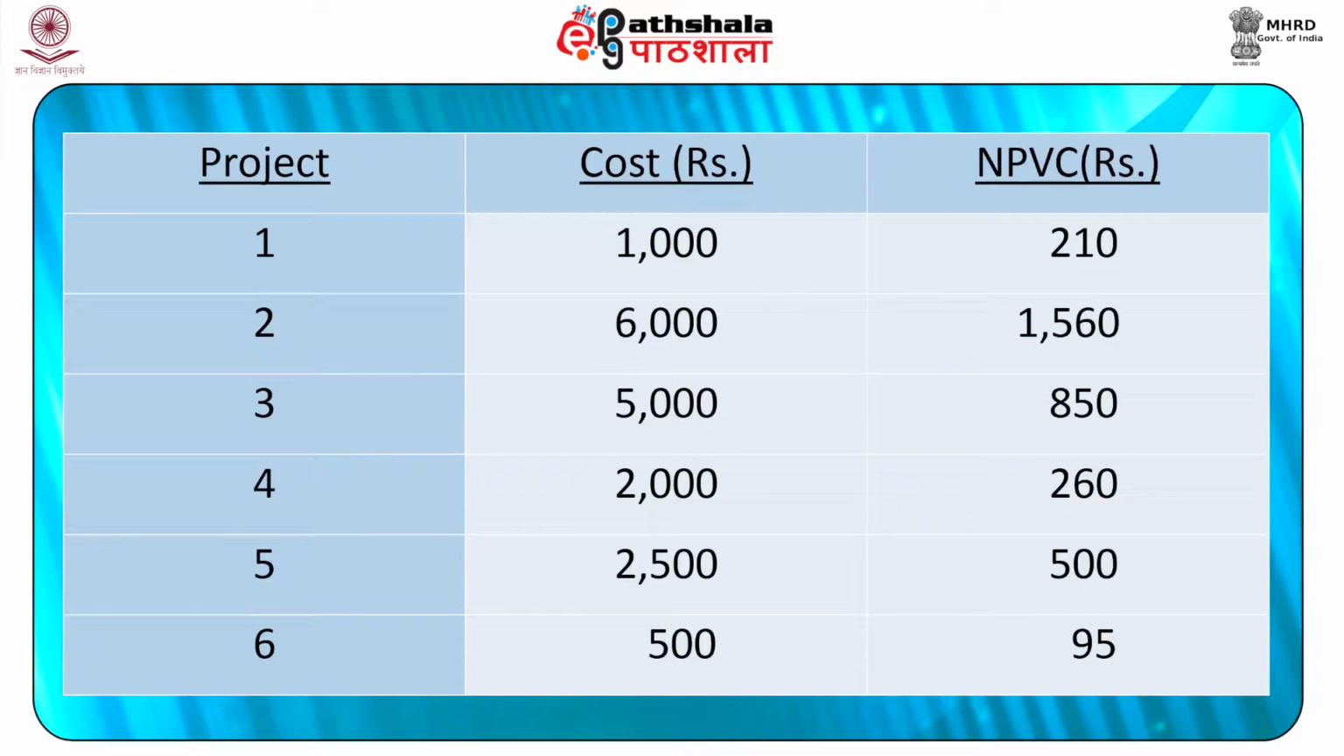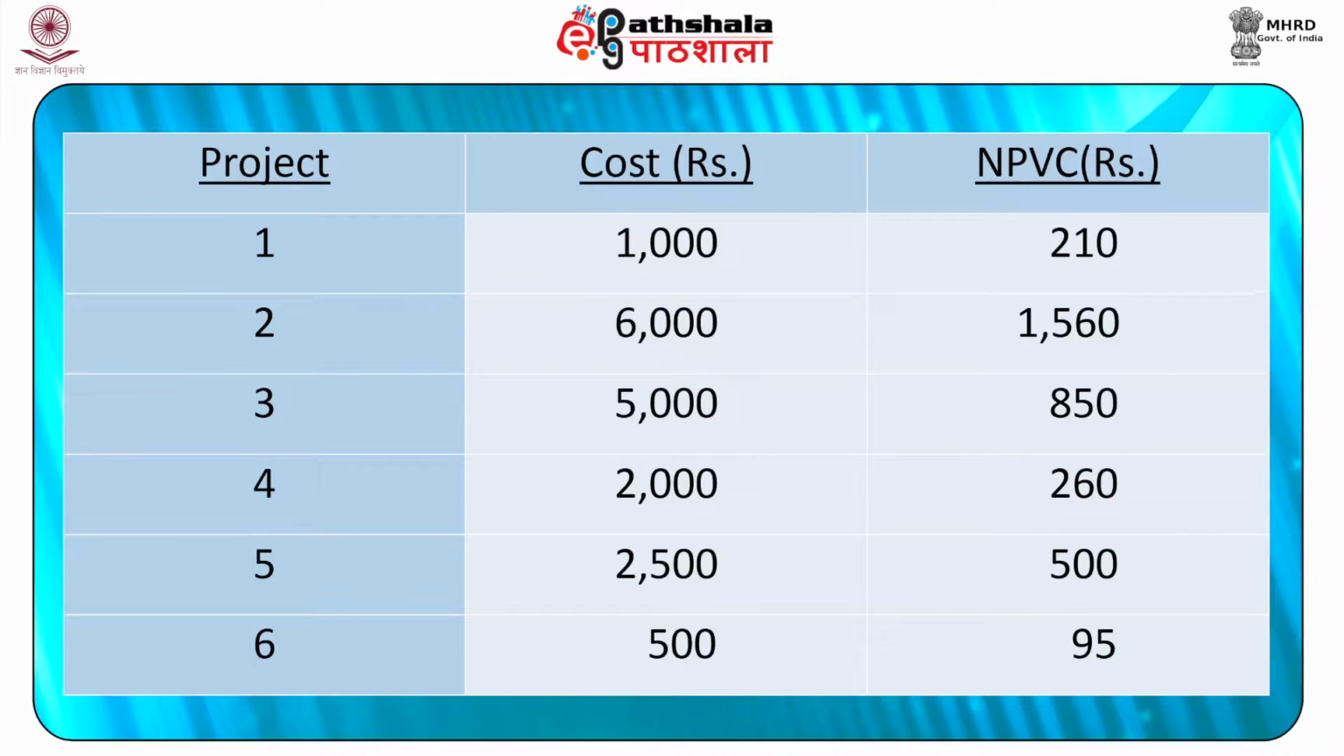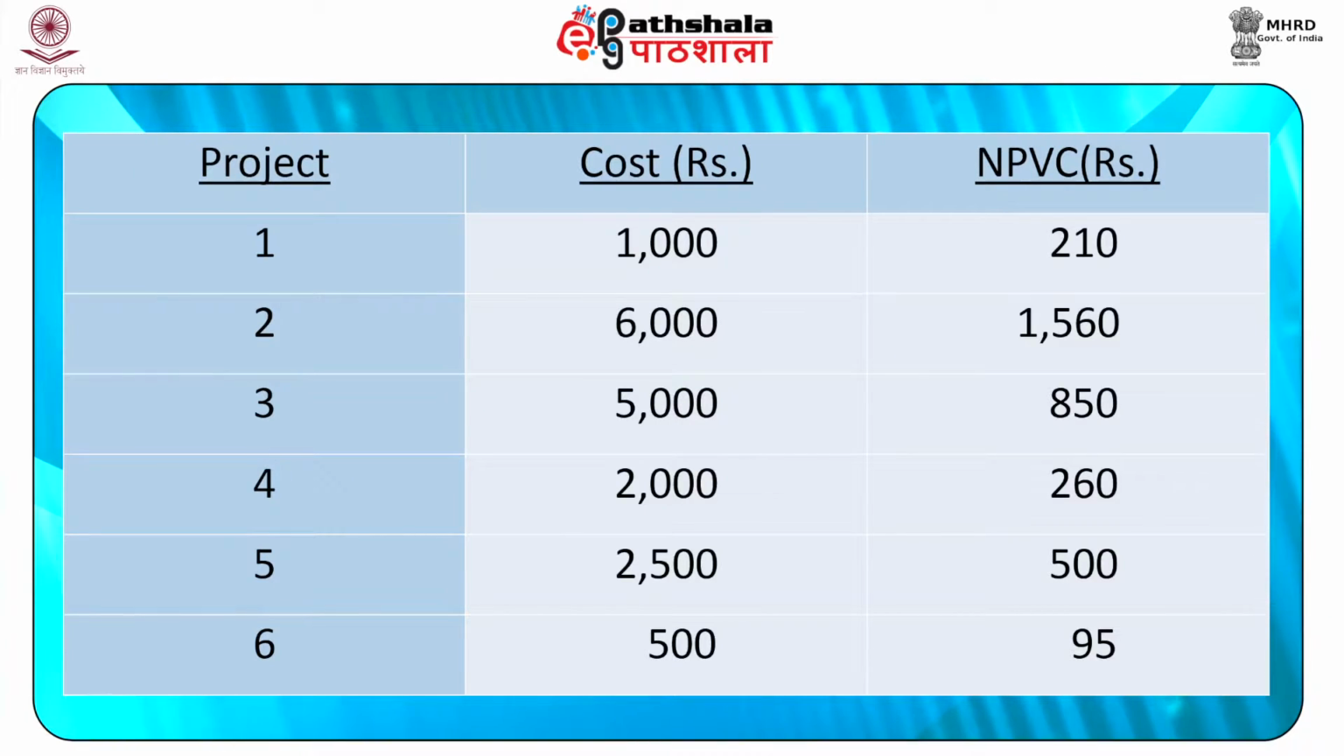The selection of projects under capital rationing involves two steps. Step 1: to identify the projects which can be accepted by using the techniques of evaluation. Step 2: to select the combination of projects. Now look at this example. A company is considering the following 6 proposals. You are required to compute the profitability index of each project and rank them. Which projects would you choose if the total funds available are rupees 8,000?